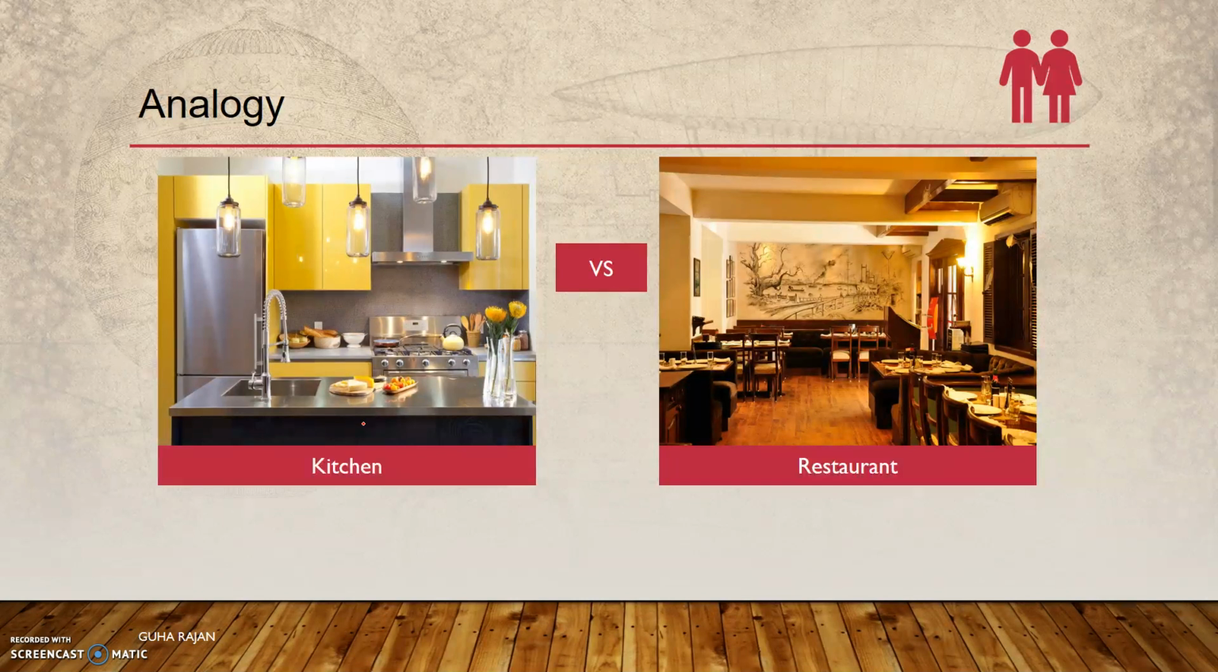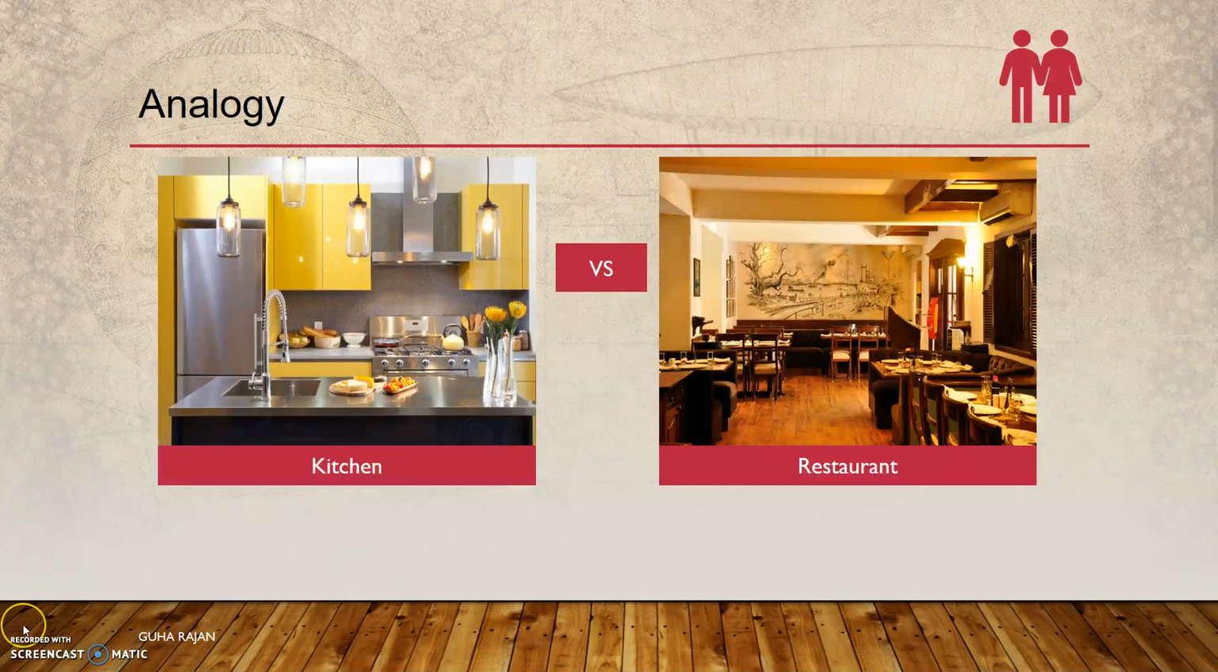So cloud is something similar to that. The end product, what you consume, is food, but the way it is offered is different. Kitchen does it in a different way. You own something, whereas with the restaurant, though you take the food, you don't own anything apart from the food you consume.